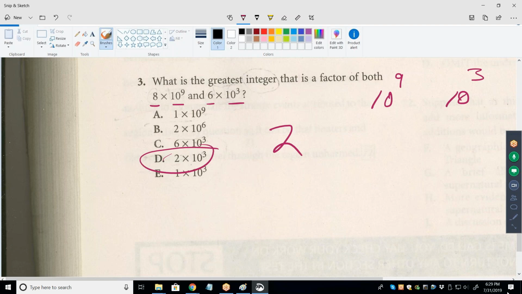In other words, what they're asking for is, what's the greatest number that can be divided evenly into both of those terms? 2 times 10 to the third is the answer.